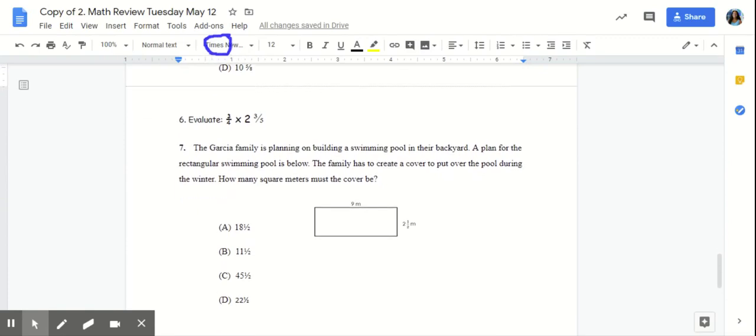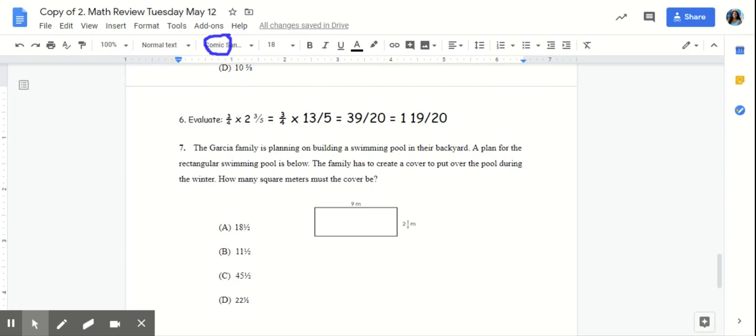Number 6, I'm going to evaluate 3/4 times 2 and 3/4. You can either use an area model to solve, or you can turn your mixed number into an improper fraction. So I've turned my mixed number into an improper fraction. 3/4 times 11/4, which equals 33/16. And then when we turn that into a mixed number, our simplified answer is 2 and 1/16.